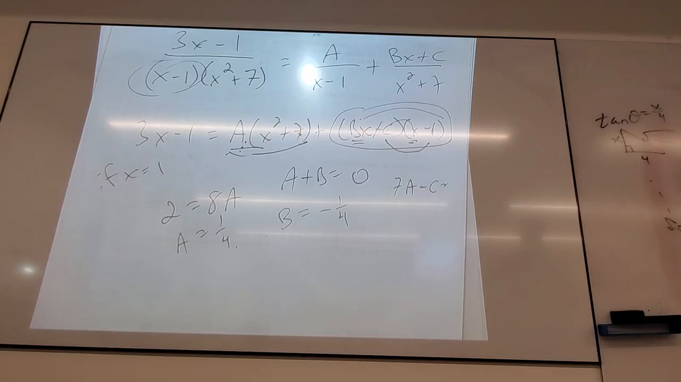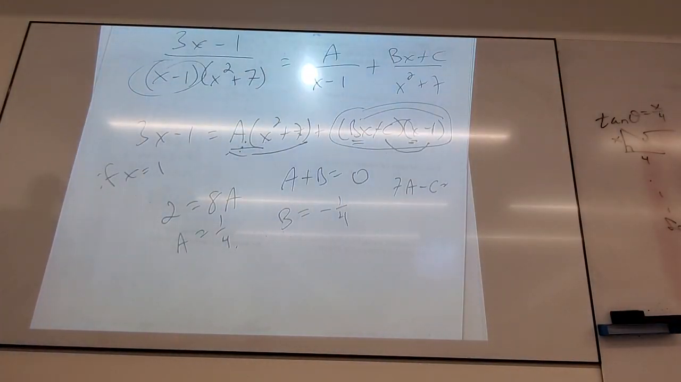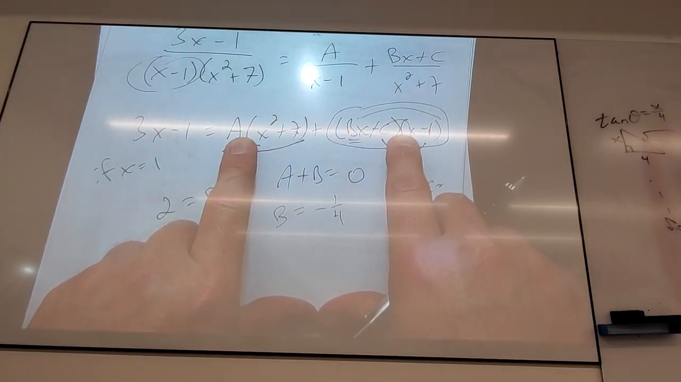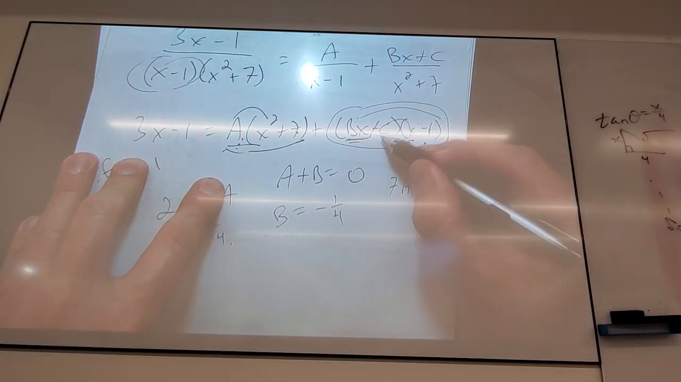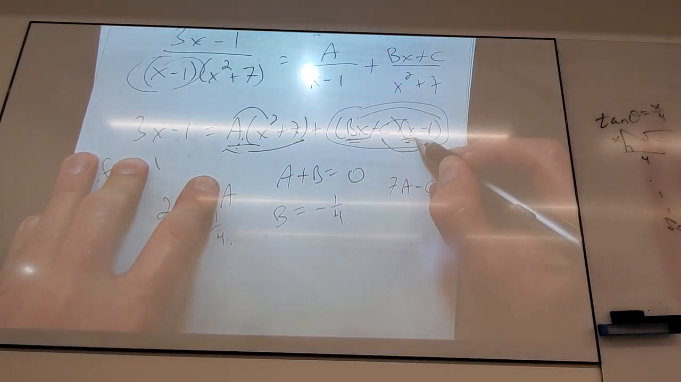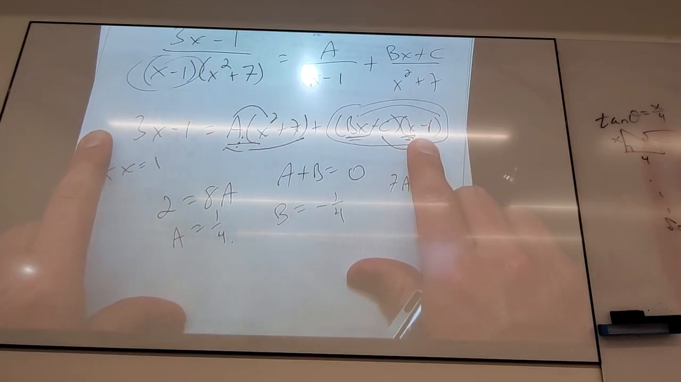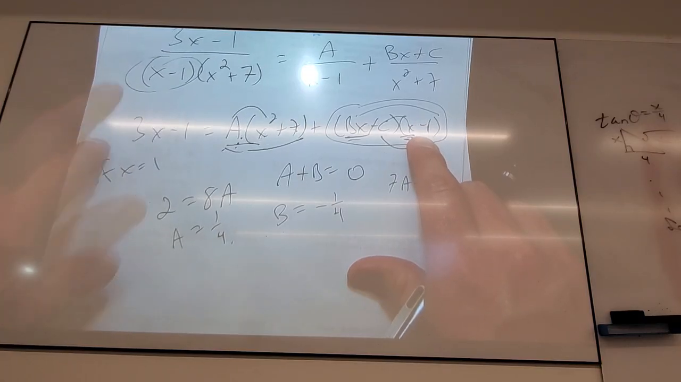Can somebody tell me why a plus b is 0? Yes. If you do the distribution from the bx plus c times x minus 1, you get bx squared. So over on this side, how do I get x squared terms? It would be ax squared, and it would be bx squared. So ax squared plus bx squared must equal 0, so a plus b must be 0. Because what's the x squared coefficient over here? It must be 0, because there's none of them.